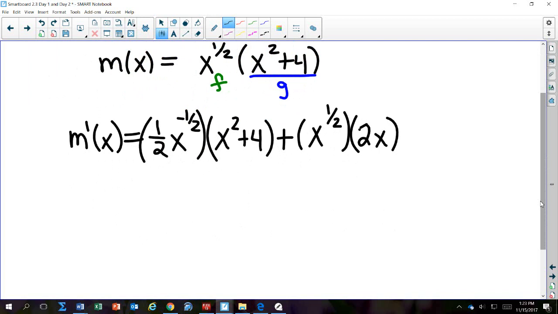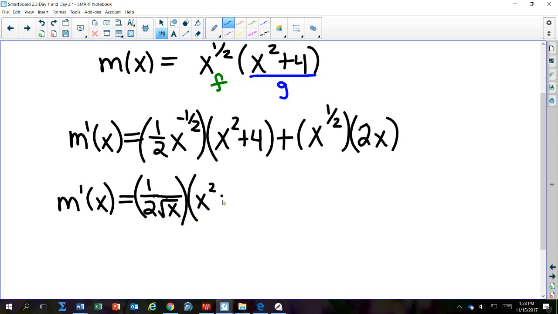Now this looks kind of crazy. I'm going to clean it up a little bit so that I don't have negative exponents and I don't have fractional exponents. So m prime of x equals, this would really be 1/2 times, what would that be? Really, the x would move down to the denominator, right? And rather than writing x to the 1/2 in the denominator, I'm just going to write the square root of x in the denominator. Is that okay? Times the second, x squared plus 4, plus, over here, we would have the square root of x times 2x. Okay?